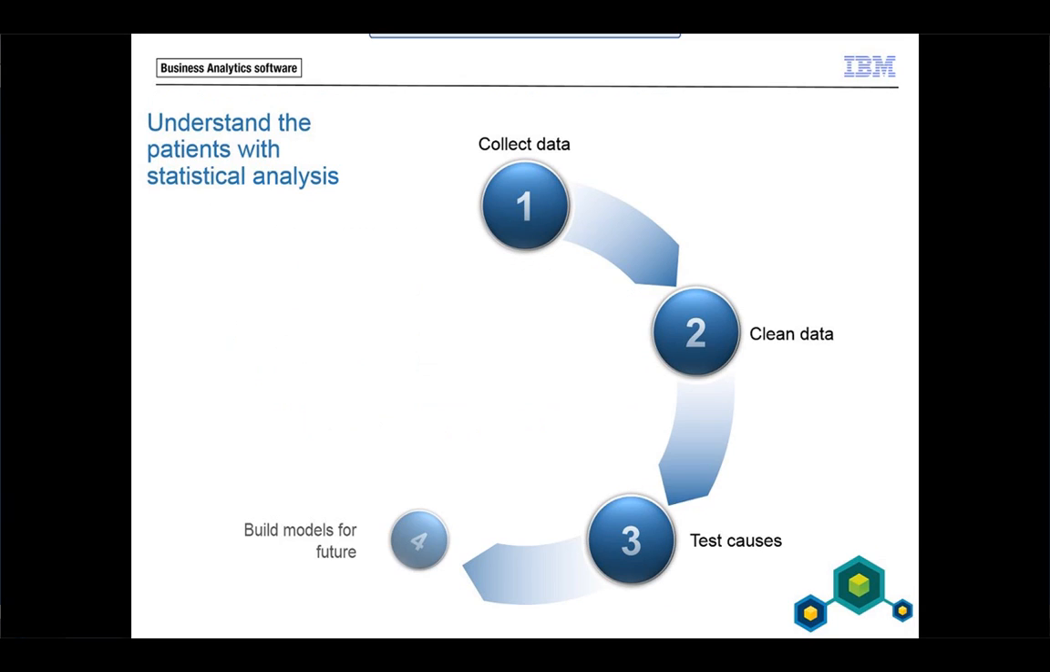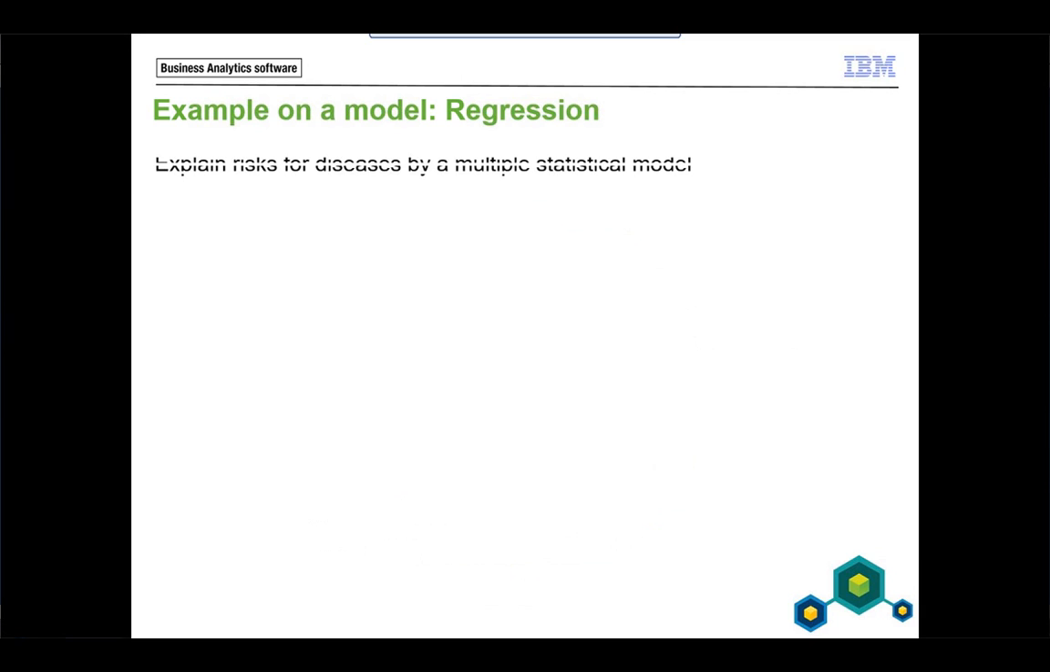If we would like to combine variables in the same way I did in the table, but combine them in a model like logistic regression and use this for the future, how do I do that? And here is an example. The reason why I use logistic regression is to explain the risks for diseases by a multiple statistical model.